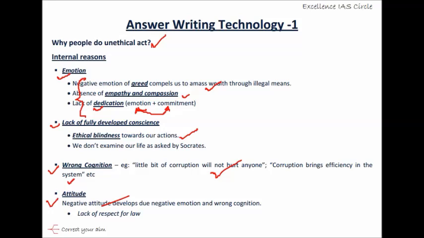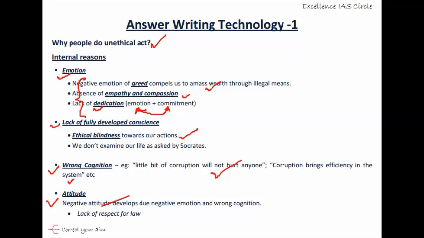Then the final internal reason for behavior is attitude. See, attitude simplistically is a predisposition. It's a kind of, not exactly, but a kind of impression, a prejudgment that we hold for something, for someone, for a situation that makes us behave in a particular way. That is our attitude. And attitude develops in various ways. But if our behavior is wrong, then there's a problem with attitude.